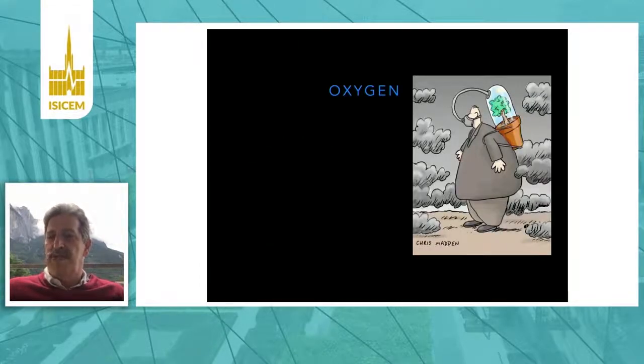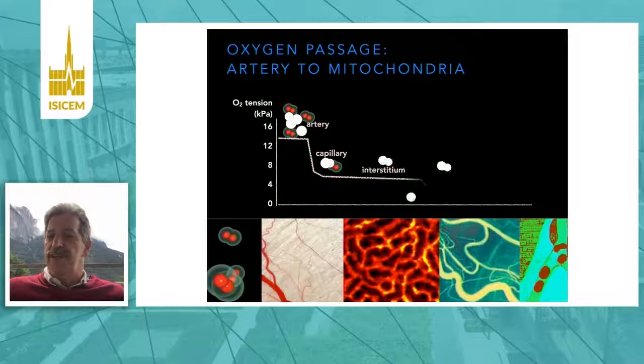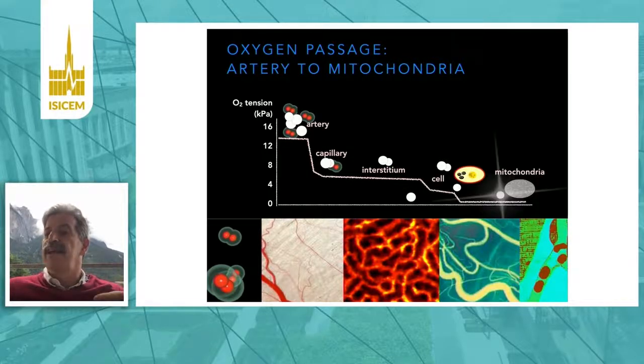Let's talk quickly about oxygen. So there's this gradient of oxygen from the blood through the capillaries, through the interstitium, the cell, and into the mitochondria. And the level there is really low, about 0.1 to 1 kilopascals compared to 13 in the blood.